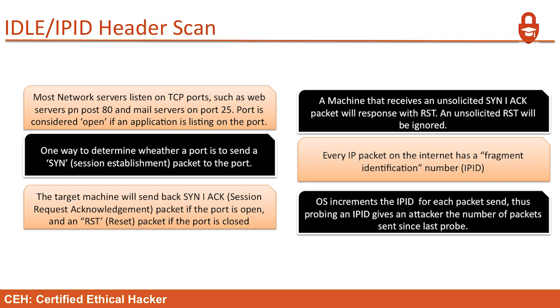Every IP packet on the internet has a fragment identification number, or an IPID. The operating system increments the IPID for each packet sent, thus probing an IPID gives the attacker the number of packets sent before the last probe. It used to be just a sequential set of numbers. Now they randomize wherever it starts.